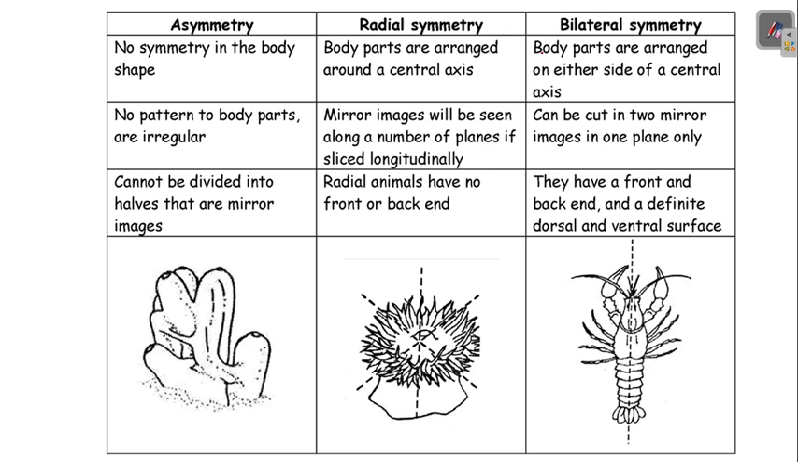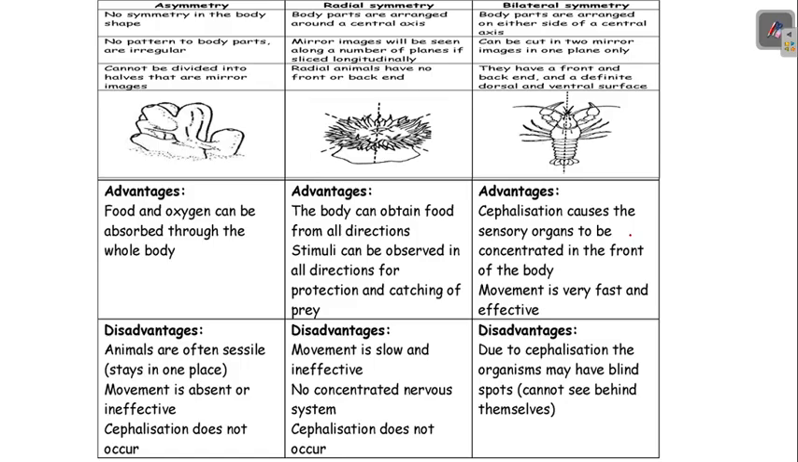Good. Then bilateral symmetry: body parts are arranged on either side of the central axis. Basically, it can be cut in one plane and it will give you exactly two identical images. They have a front and back end. So they have two ends. Then mostly they are defined by dorsal and ventral surfaces. Now let's look at the advantages and disadvantages. Let's start with asymmetrical organisms.